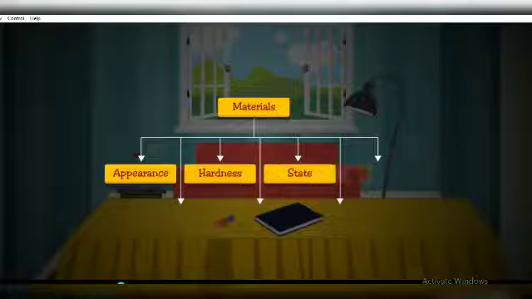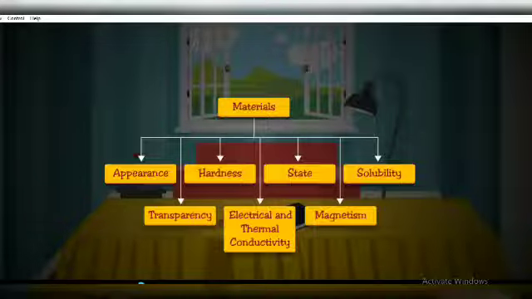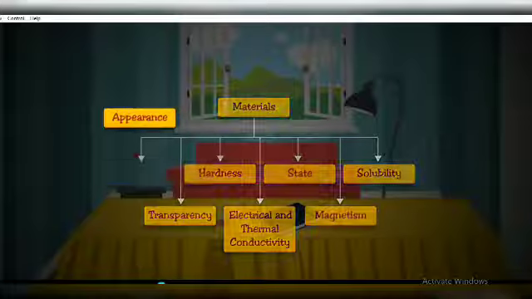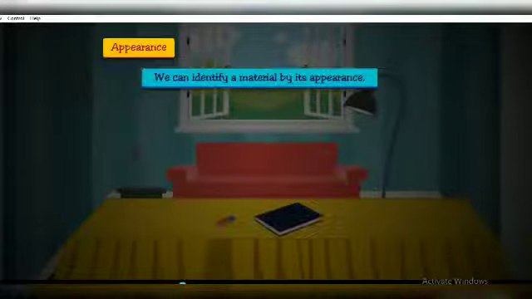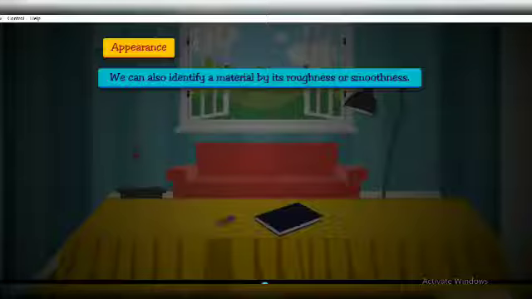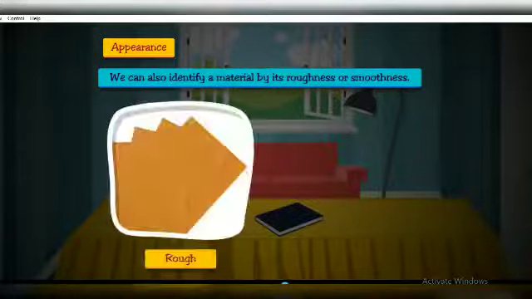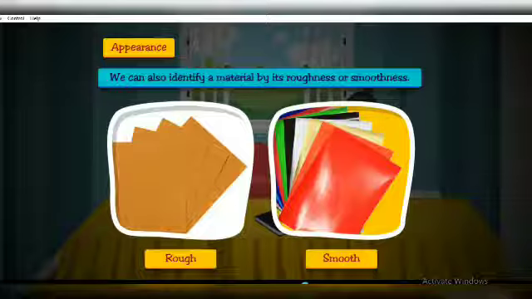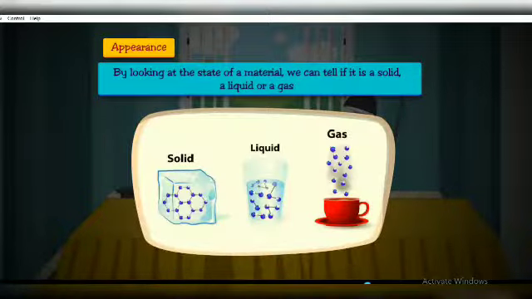Materials can be identified on the basis of their properties. The first property of materials is appearance. We can identify a material by its appearance, that is, what it looks like. Some materials have a shine, whereas some look dull. We can also identify a material by its roughness or smoothness. For example, the surface of a sandpaper is rough, whereas a glazed paper is smooth. By looking at the state of a material, we can tell if it is a solid, a liquid, or a gas.